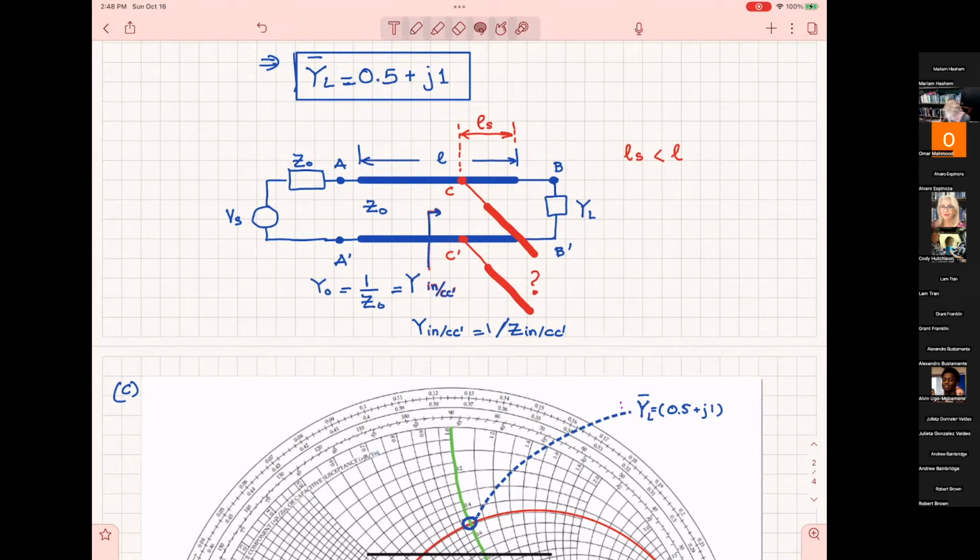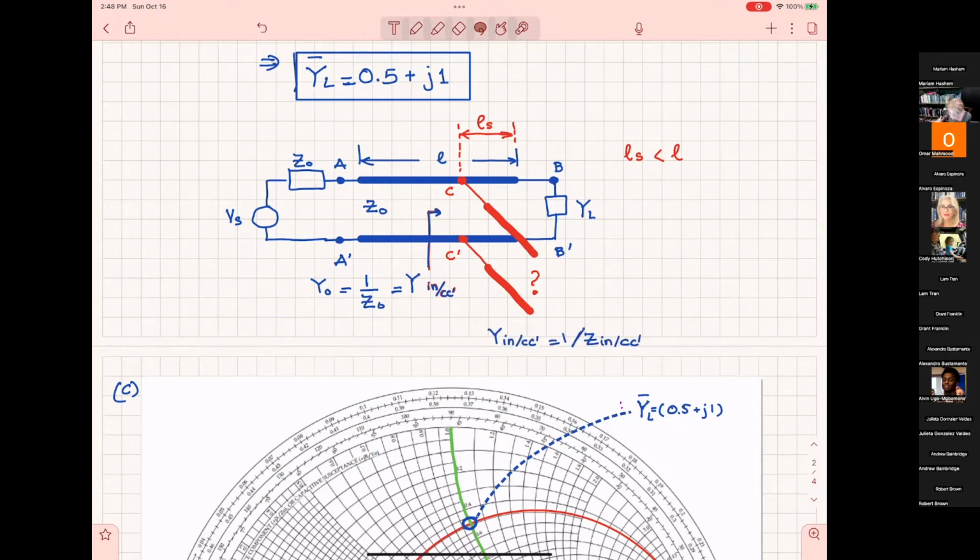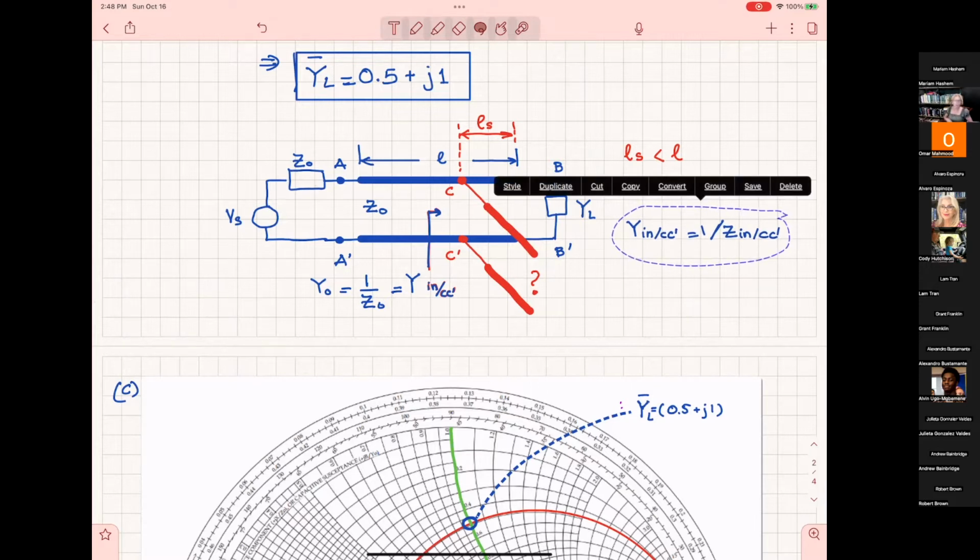I have a question. Yes. So Zn at point CC, does the amount of transmission line after that point affect its value? What do you think? Let's talk about that. Who, maybe somebody else, would like to respond to this question? What do you guys think? It's a good question, but let's think about it.